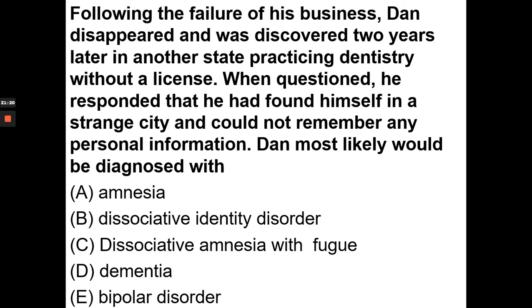Okay. All right. Following the failure of his business, Dan disappeared and was discovered 2 years later in another state, practicing dentistry without a license. When questioned, he responded that he had found himself in a strange city and could not remember any personal information. All right, so he left. He left the scene. So the answer is he forgot and he left the scene. So that's dissociative amnesia with fugue. B, it would be B if he had multiple personalities. But Dan stays Dan. If Dan became Charles, then it might be B.